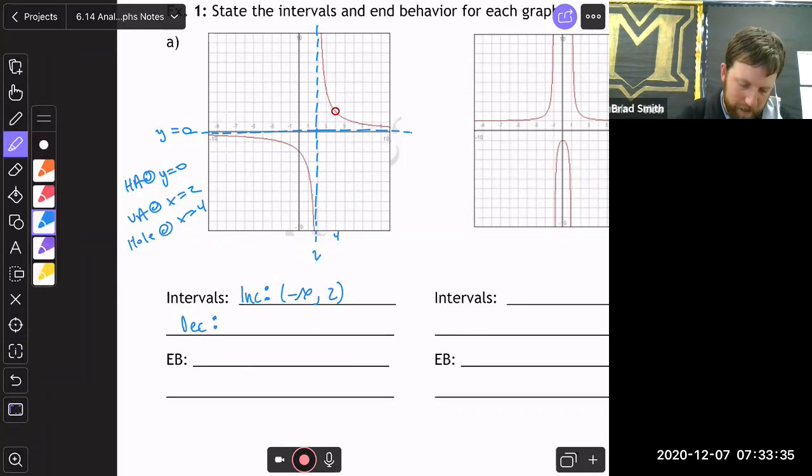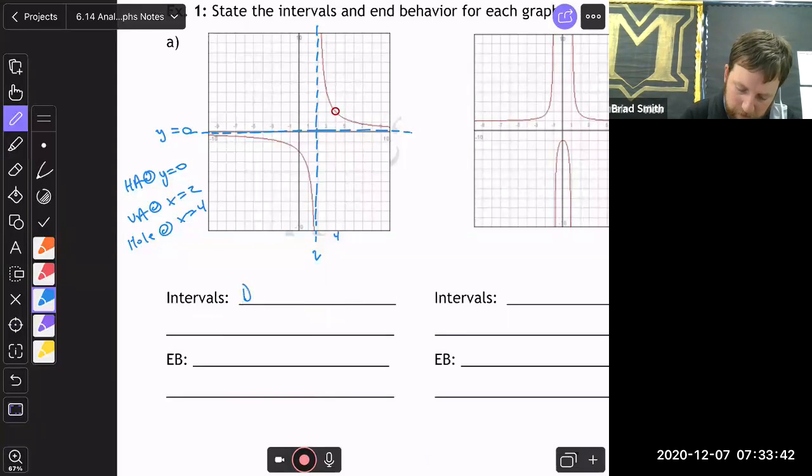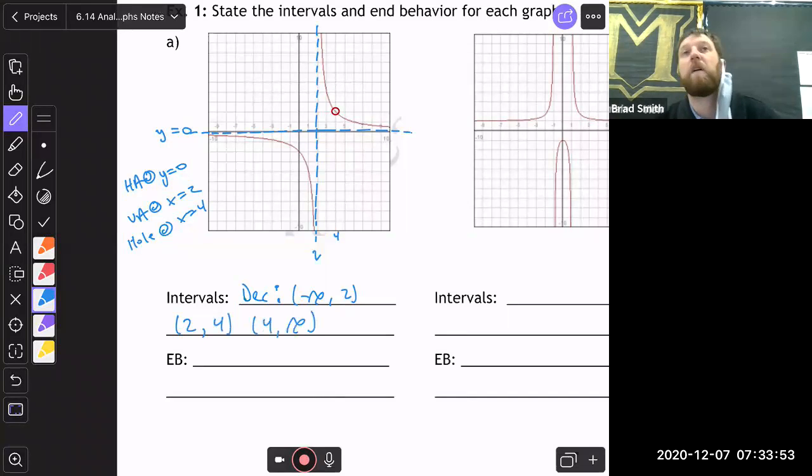So in this case, I'm not going to have any increasing. I don't know why I put it on increasing. That's my bad. So it's going to decrease. We already wrote negative infinity to 2. Then it's going to pick back up at 2 from the top and go down to 4. It's going to pick up at 4 and go to infinity.